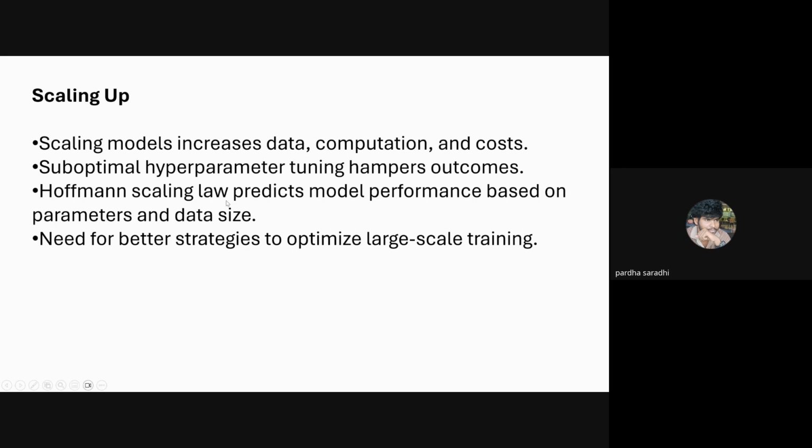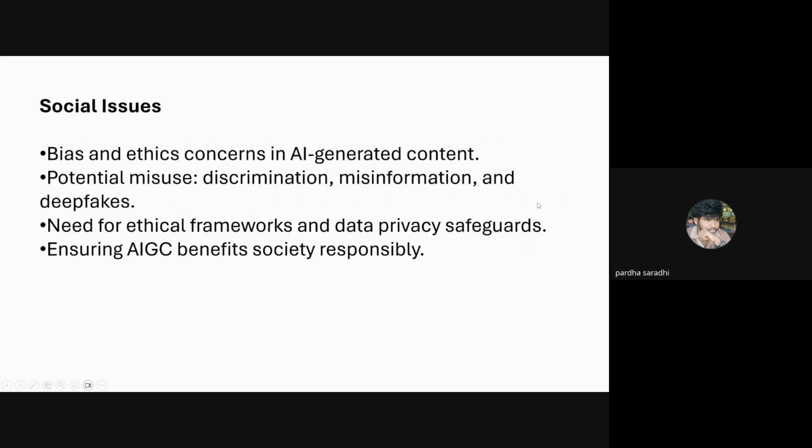Okay, and then we need better strategies and optimal large scale training in the near future, which is still a bottleneck. And coming to the social issues in the near future, there will be too much bias and ethical considerations for AI generated content. For example, all the AI bots we have seen so far are very much trained in English. So if you ask a query in Kannada or Hindi, it will get some biases. Why? Because they are not too much into NLP of our regional languages, so it will create some bias.